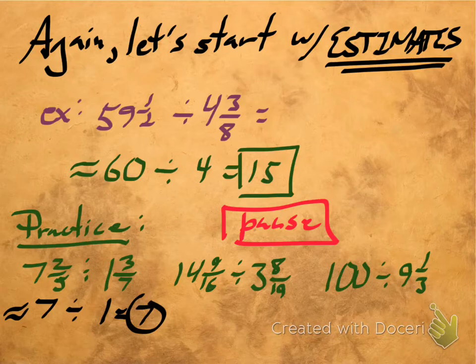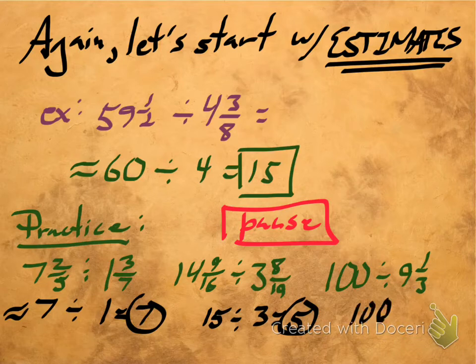The next one, 14 9/16 and 3 8/19. Let's start with the number we're dividing by. 3 8/19 rounds to 3. Even if this had been 14 7/16, I want to pick a compatible number, so I'm going to round it up to 15, so 15 divided by 3. But in this case, 9/16 is already more than a half, so 15 divided by 3 is going to give me 5. And the last one, 100 divided by 9 1/3, well, 100 is already a nice, easy number.